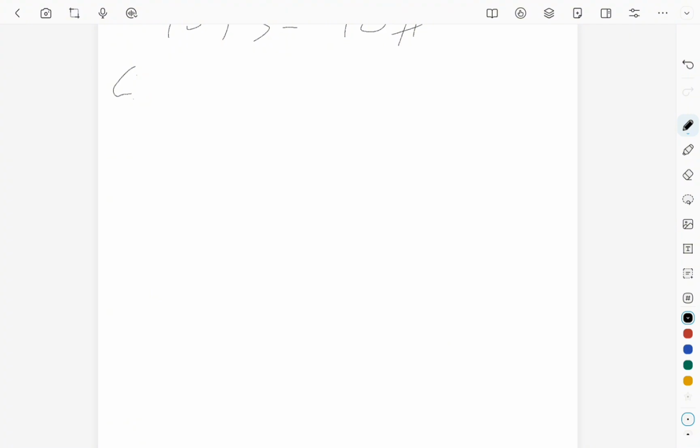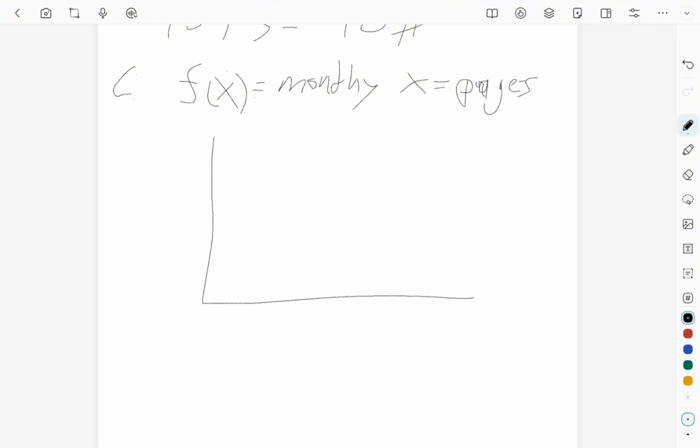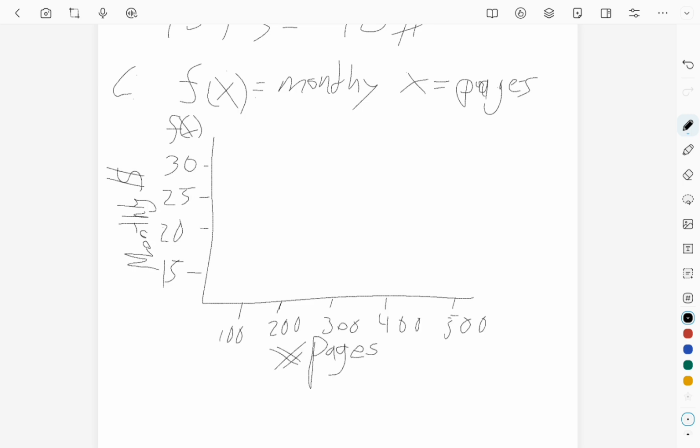Our third question, C, is asking us to graph it. We're first going to identify variables. f of x is going to be the monthly payment, and the x-axis is going to be the number of pages printed. So we're going to just draw that. I drew the monthly bill, the monthly money, and the pages printed.